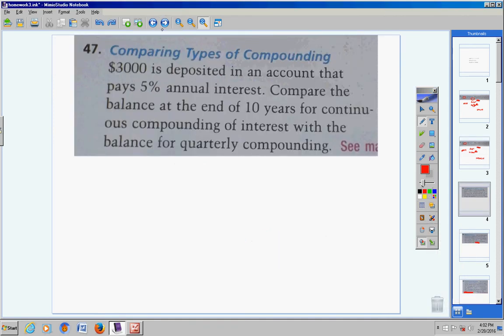Alright, moving on to number 47. Now this one's interesting. It's actually 2 problems in one. So let's divide this up into 2 parts or 2 spaces here. That's a really good line, isn't it? We'll fix that real quick there.